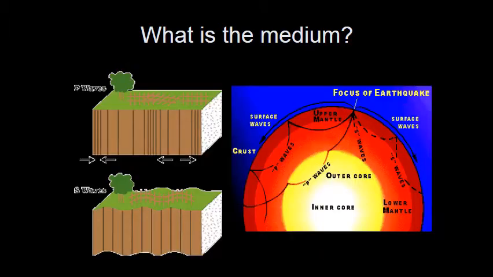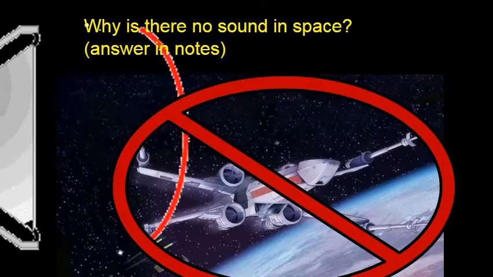How about this? What is this? Well, check it out. This here, this thing, is the Earth. So what do we call waves moving through the Earth? Well, that's an earthquake, right? So in an earthquake, the medium would be, well, the Earth.